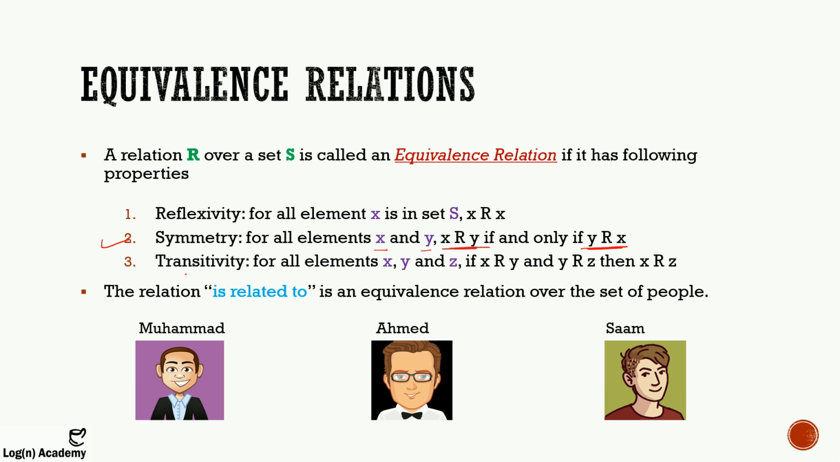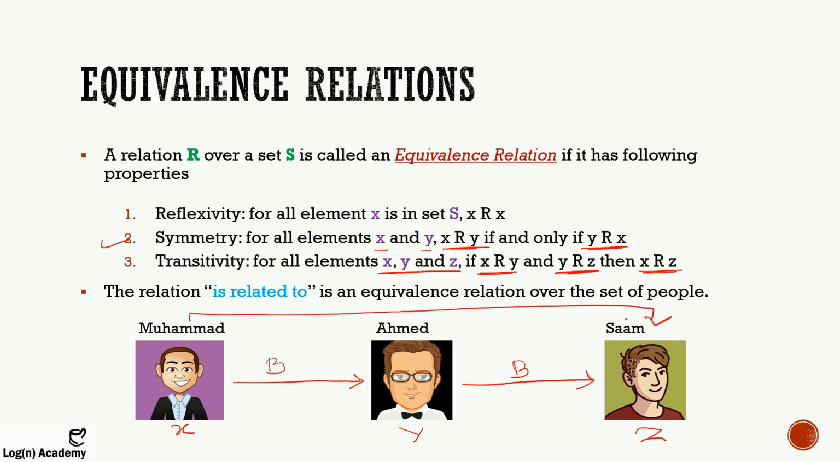Now the third condition, or the third point, is transitivity. For all elements x, y, and z, if x is related to y and y is related to z, then x is related to z. So let's say we have x, we have y, and we have z. If I say Muhammad is a brother of Ahmad and Ahmad is a brother of Sam, I can say that Muhammad is a brother of Sam, right? So will this statement be true? Yes, this will be true.